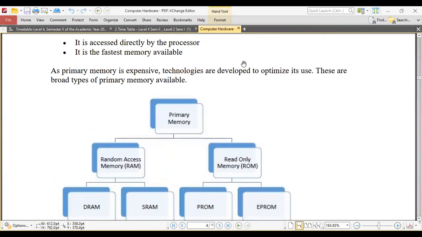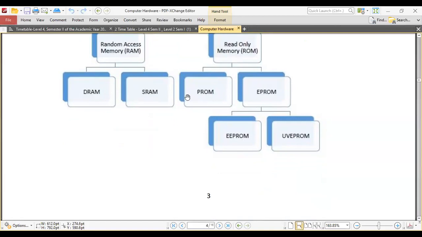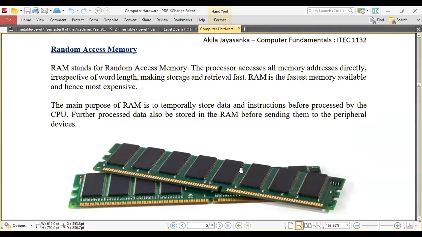Then primary memory. In primary memory also there are 2 categories: one is random access memory and the other is read-only memory. Then there are DRAM and SRAM. Again, we will discuss these later. These are actually technologies which are used in these categories. Right, children, so random access memory is the main memory of the computer.